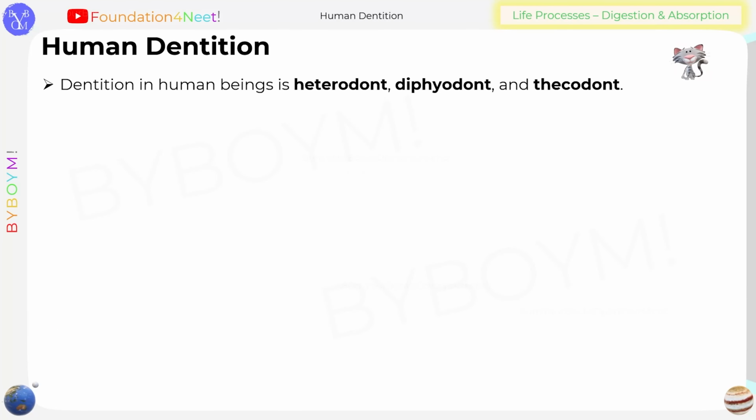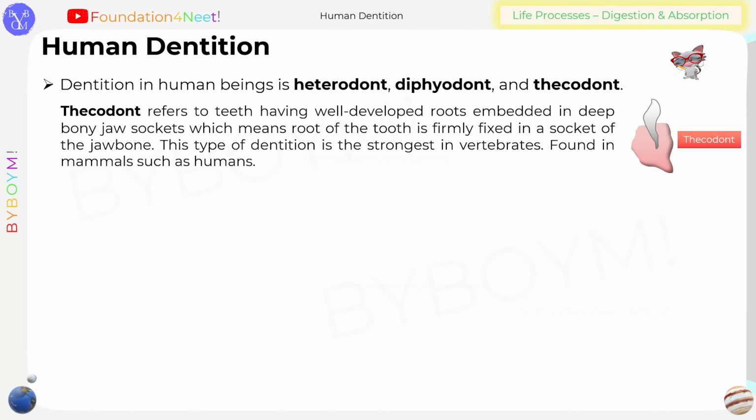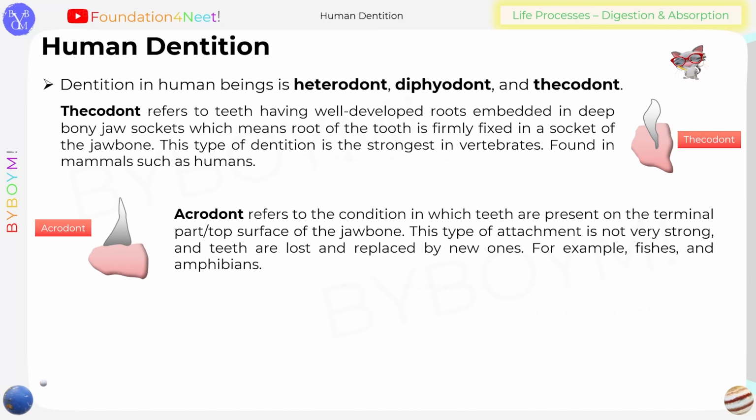Now moving ahead, we have discussed Heterodont and Diphyodont. Let us now understand what we mean by Thecodont. In this type of dentition, we have well developed roots embedded in deep bony sockets. So the tooth is firmly fixed in a socket in the jawbone, and this is the strongest type of dentition that is found in vertebrates. Examples are mammals such as humans.